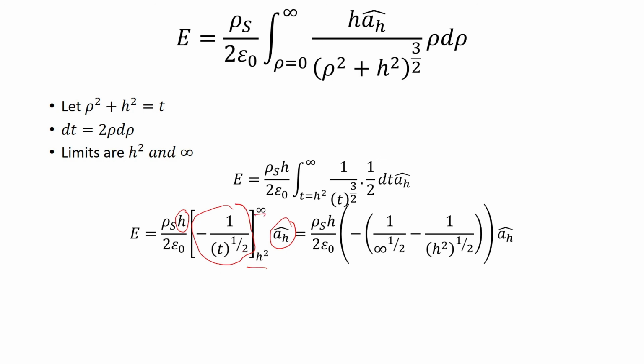Now when I apply them over a negative sign, 1 by infinity minus 1 by h square to the power of 1 by 2, this would simply equal h. This would equal 0. Negative of negative would be positive. So this h would cancel out this. The answer would be rho s by 2 epsilon naught.